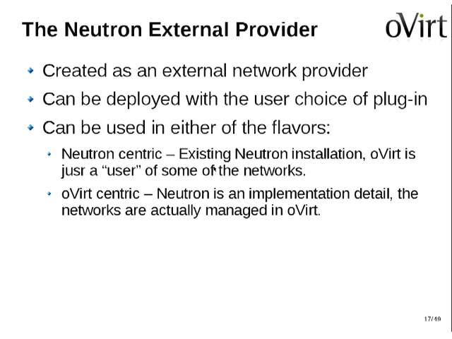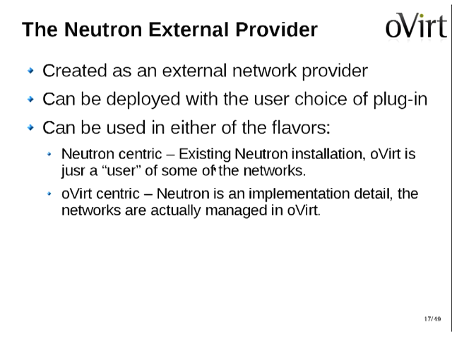So basically Neutron is just, as I said, it fits like a glove. It's just an external network provider, and it actually can be deployed with the user's choice of plugin. We don't limit the user to a specific plugin. He can choose whichever plugin he wants. There's a slight asterisk there, which we will cover later on, but let's say he can use whatever plugin he wants. And we offer two flavors.